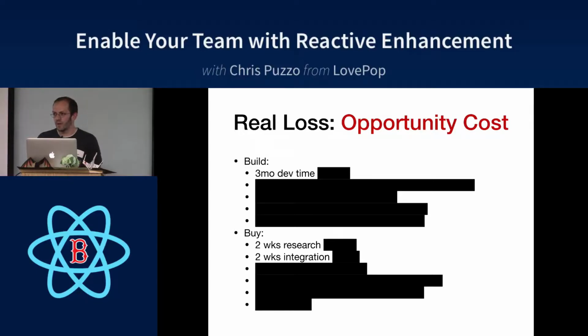The real loss at this point is the opportunity cost. Especially in the startup game, 3 months is a huge amount of time, especially in the consumer space. So losing 3 months of dev time working on the wrong thing versus 2 weeks of integration, 2 weeks of research, and then letting it run while you're working on something else, and then seeing that it didn't work. Now what you've saved is net 2 months of opportunity cost to work on something else.